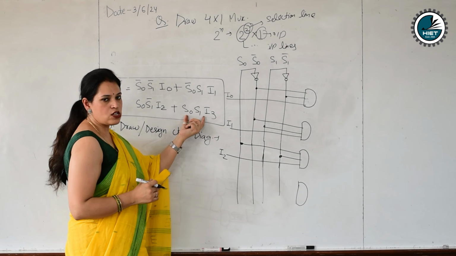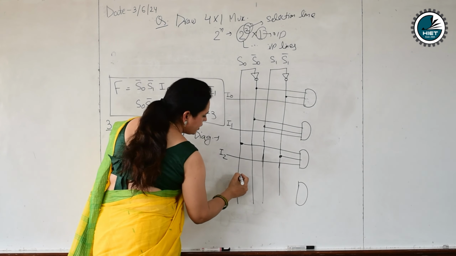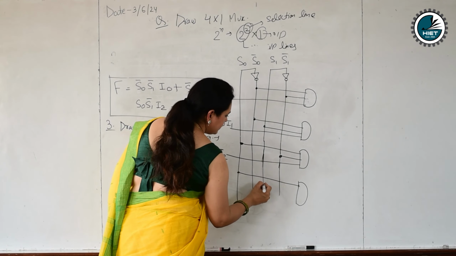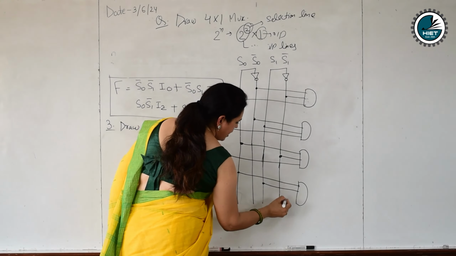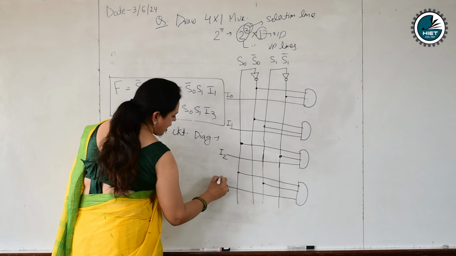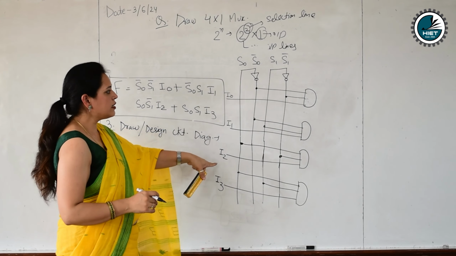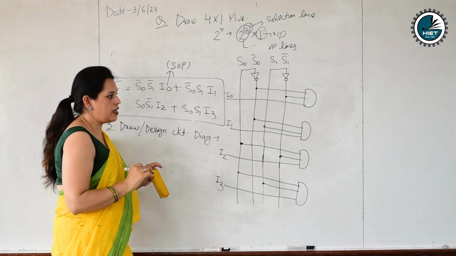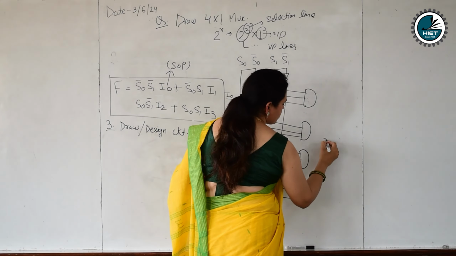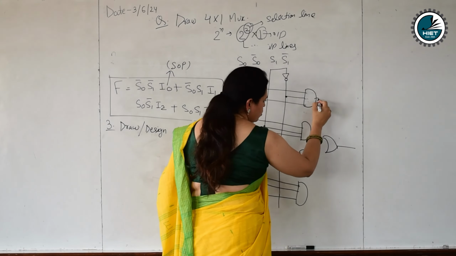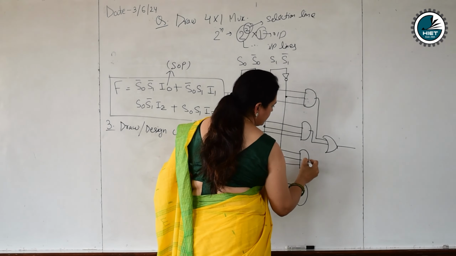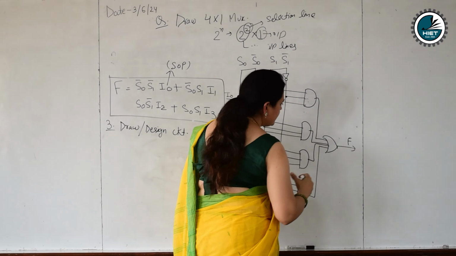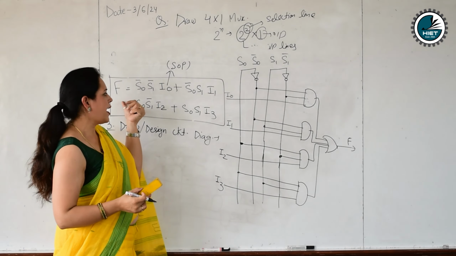And the fourth one is S0, S1, I3. So S0 is connected here, S0 and S1, and the third input is I3. So these are the inputs, but this is also the SOP form. So we have to use another OR gate here. This is the OR gate. So connect all inputs here. And this OR gate gives you the final output F.